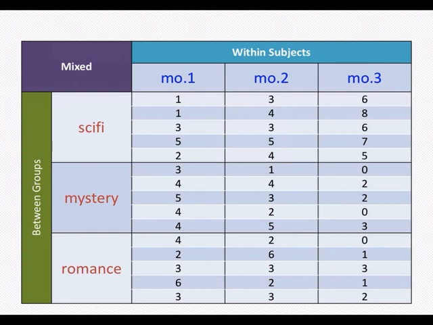What I'm going to ask you to do is open up a new file and prepare the data. These are the number of books read by those that were assigned sci-fi in month 1, month 2, month 3, and mystery, month 1, month 2, month 3, and romance, month 1, month 2, month 3. Okay, I'll let you set up the data, and let me know if you run into any questions.